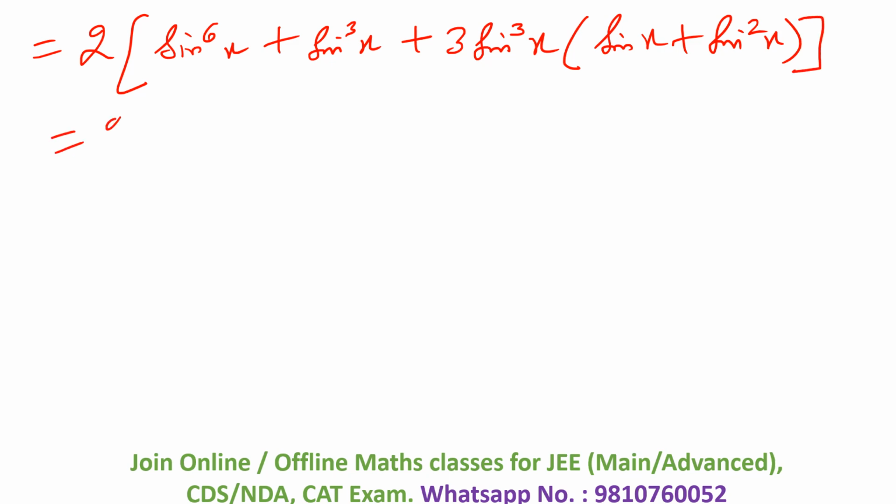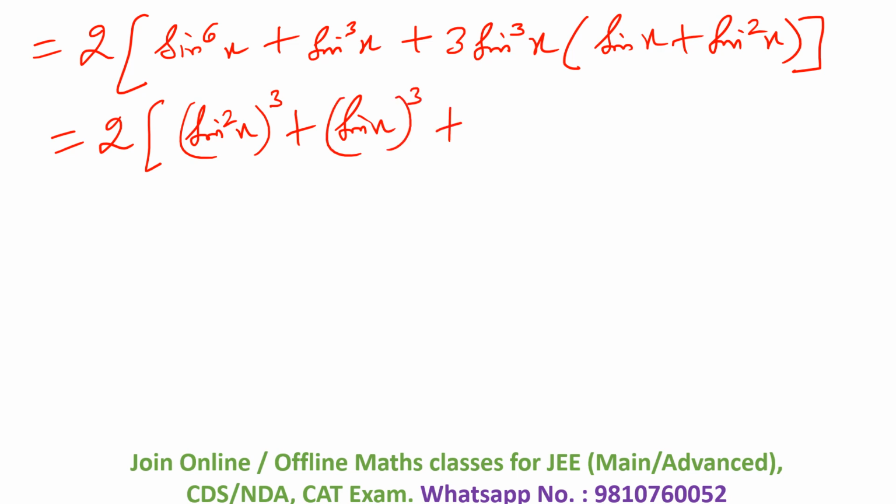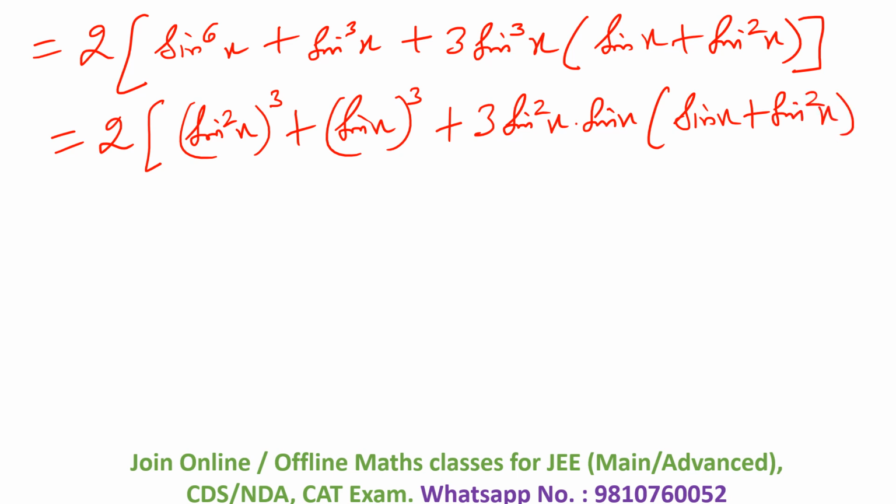Now students, this expression has taken the shape of an identity. Just see which identity is this. This sin x power 6 can be written as sin square x whole cube. This sin cube x is nothing but cube of sin x. This sin cube x can be written as sin square x into sin x. And inside the bracket, we are already having sin x plus sin square x. So now it has taken the shape of a cube plus b cube plus 3ab into a plus b, which is nothing but a plus b whole cube.